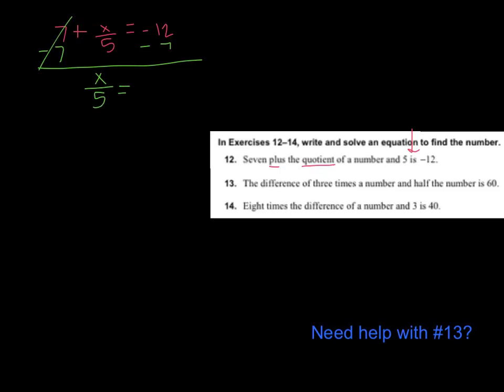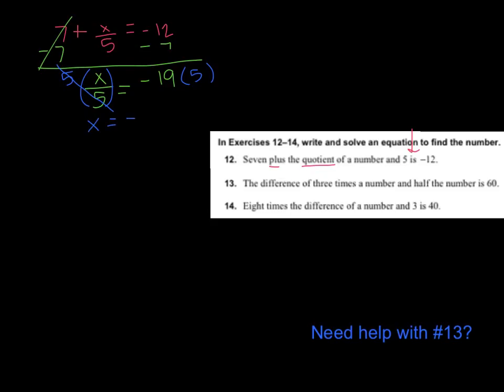So same sign, I keep the sign, and then 12 and 7 make 19. So I have x over 5 equals negative 19, or x divided by 5 equals negative 19. So the opposite of dividing by 5 would be to multiply both sides by 5. And whenever I do that, I know that 5 over 5 cancels out. 5 divided by 5 is 1, so I'm left with 1x. And then we have negative 19 times 5.